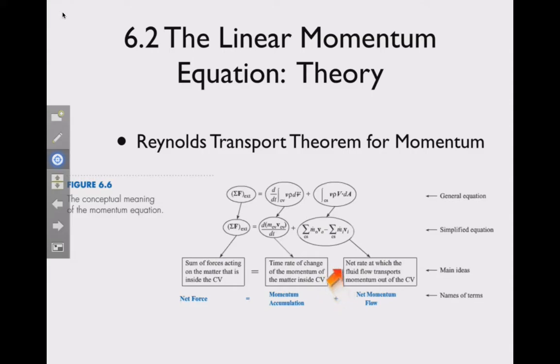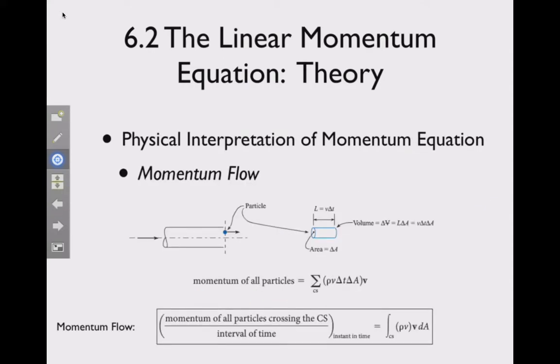And then secondly, the outflow of momentum and the inflow of momentum is really going to be the net rate at which fluid flow transports momentum out of the control volume through the control surfaces. So that's going to be the net momentum outflow, actually, since it's outflow minus inflow. So the main thing that we want to do is find out what we mean by these two new terms, momentum flow and momentum accumulation. So let's take momentum flow first.